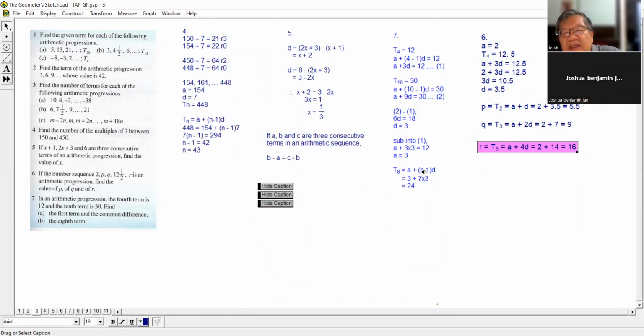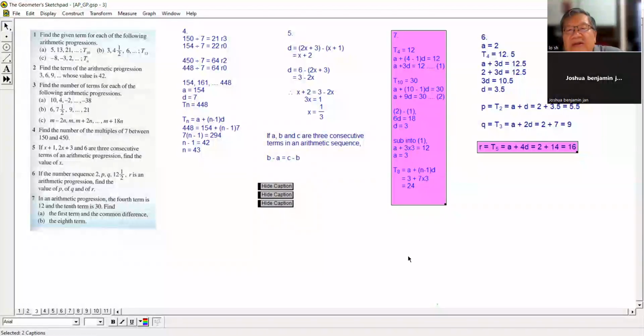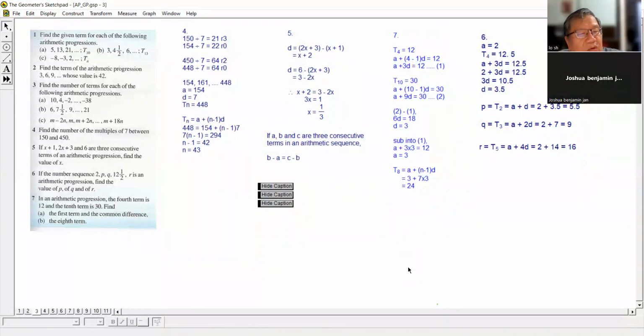So T8 is A plus 8 minus 1 D. 8 minus 1 is 7D. Value of D is 3. So you add them up, you have T8, right? So far, this one you understand or not? How to form equations and solve? Yes, okay. So now I test you.